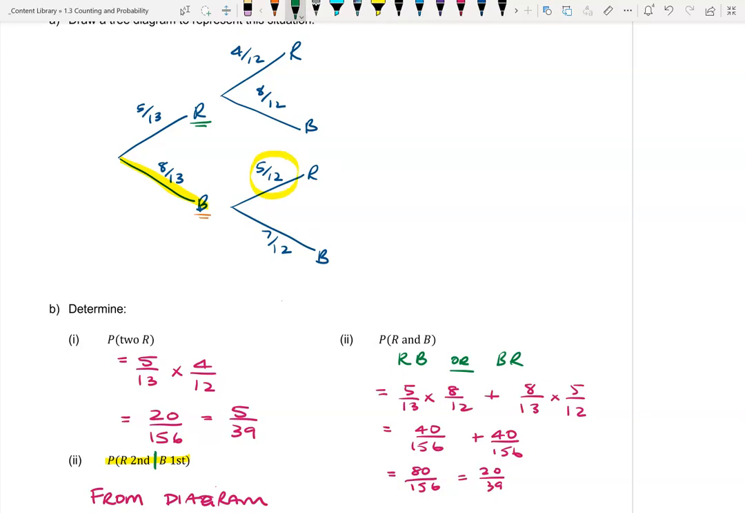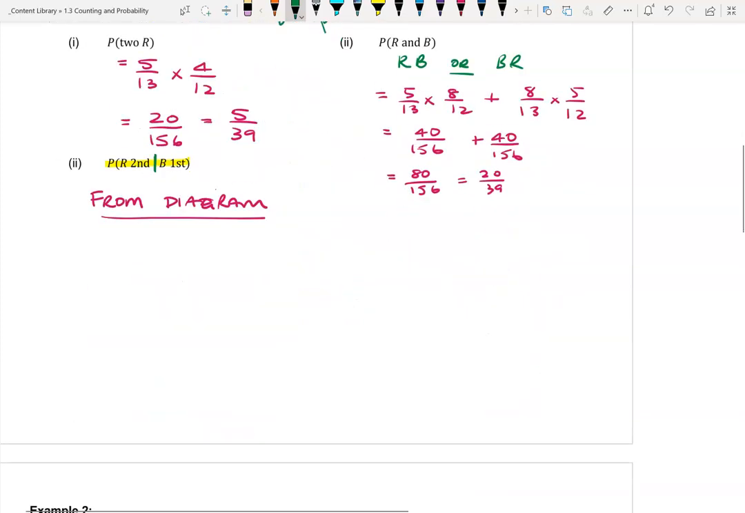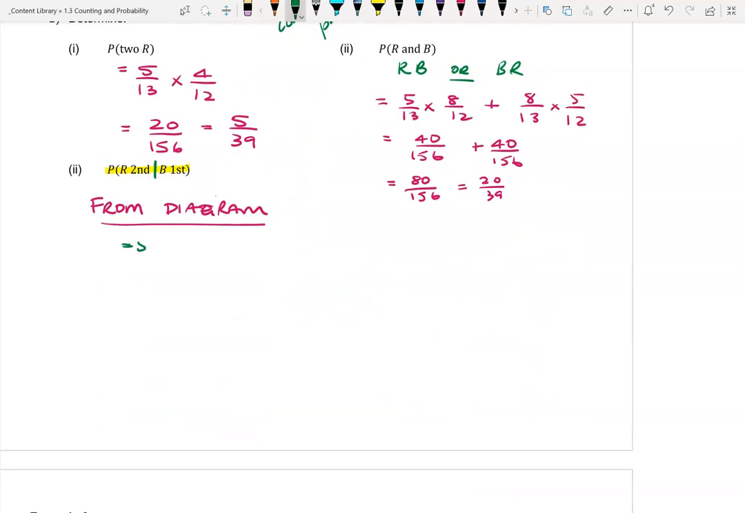So this second column holds our conditional probabilities because we're not replacing, we have already chosen our first marble. So based on that condition, we can work it out. So we could say that the answer to this would be 5/12 from the diagram.